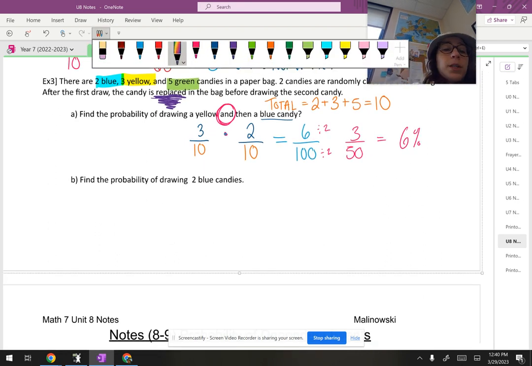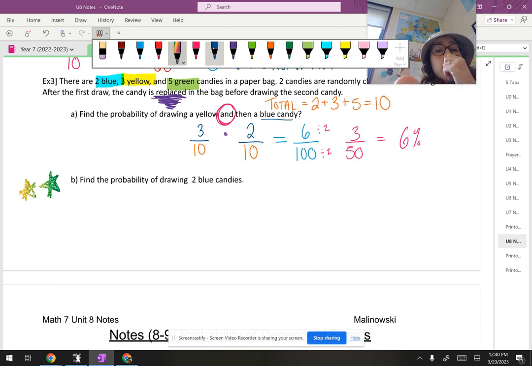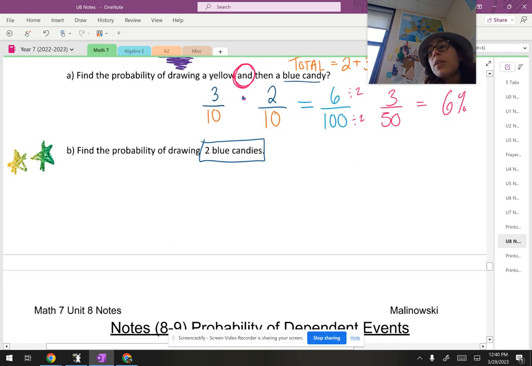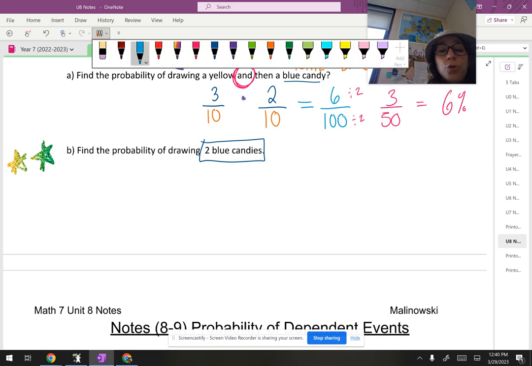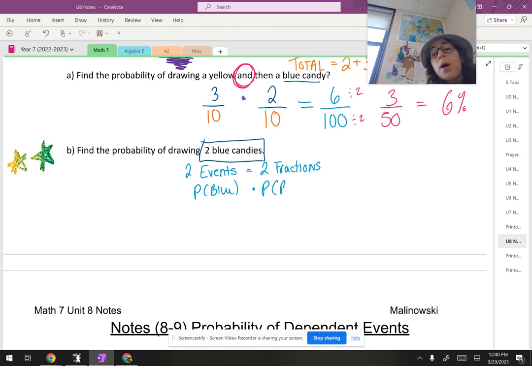Now, this next one on part B here is extremely important. This is going to show up on your review sheet and test, asking you for the probability of 2 blue candies. Now, I need to be clear here that the probability of picking 2 blue candies is still 2 separate events. 2 events, meaning we need to have 2 fractions. We want the probability of picking a blue candy first, then times the probability of picking another blue candy.